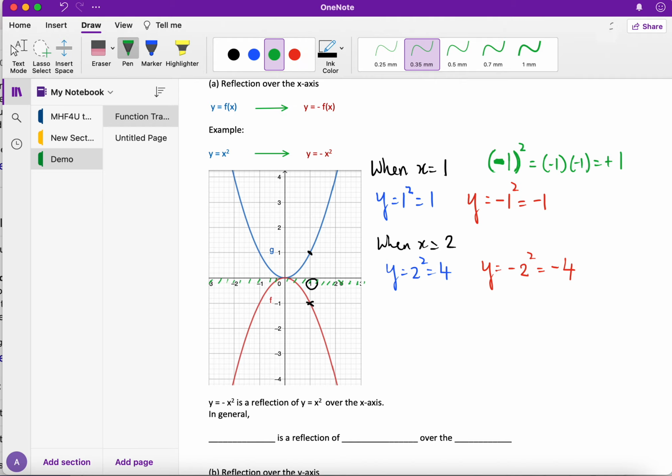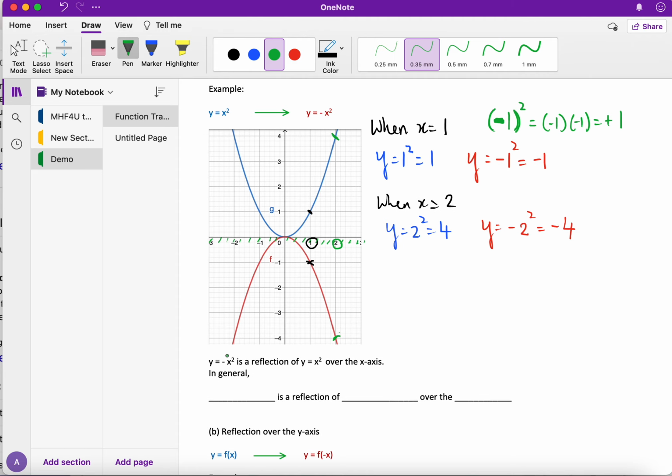Go back to the graph. When x is 2 here, the blue function will give you a function value of 4. The red function will give you a function value of negative 4 here. So we see that they are of the same distance from the x-axis. Again, these two points are mirror images of each other over the x-axis.